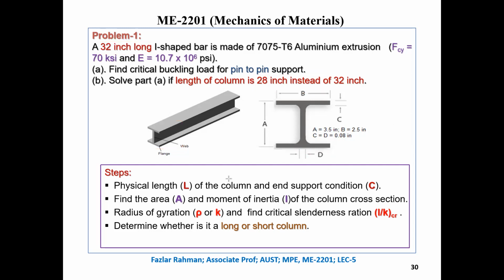So at first you need to figure out the physical length of the column, 32 inches already given. Then the end condition. Both ends pin to pin, that means C equal to 1. Then you need to find the cross-sectional area. Then the moment of inertia, I minimum. Then you figure out rho or K. Then figure out the L by K ratio. Then you figure out whether the column is short or long. Okay. So let's see how we can solve it. Let me stop this sharing.